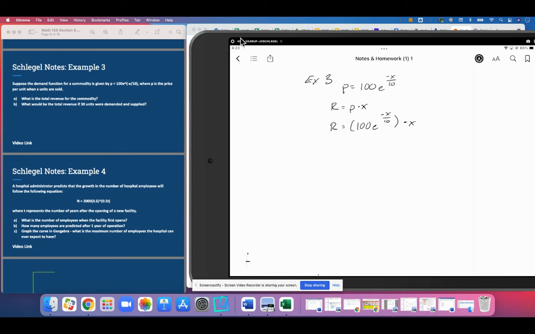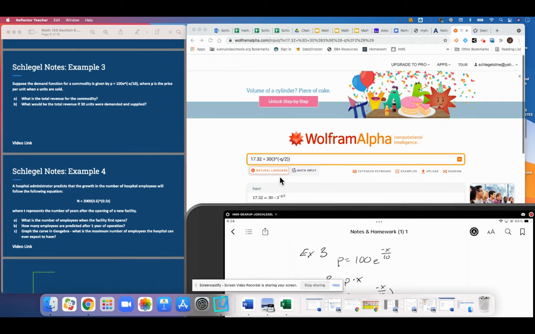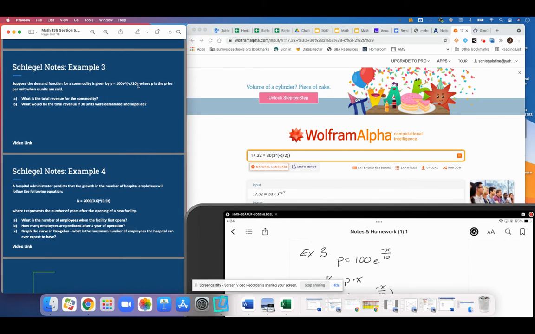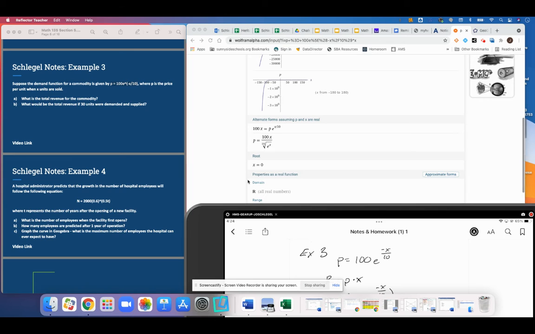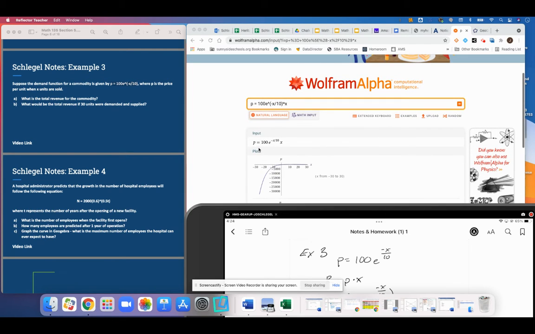I could go ahead and put that in Wolfram and get something that's probably going to look a little bit more appealing than what I currently have. Again, I will copy and paste right from the presentation just to avoid any typos. So we're multiplying all of that by x. And we get something that looks way more nasty. So I'm just going to leave it like this.